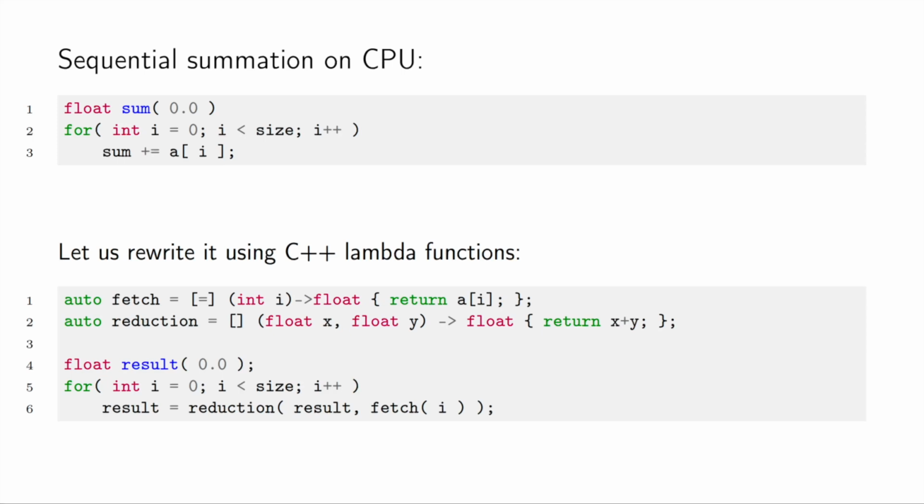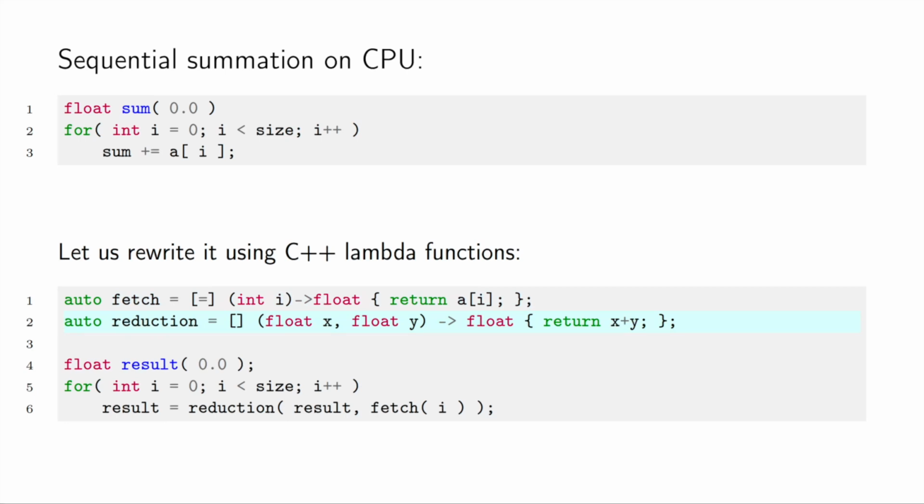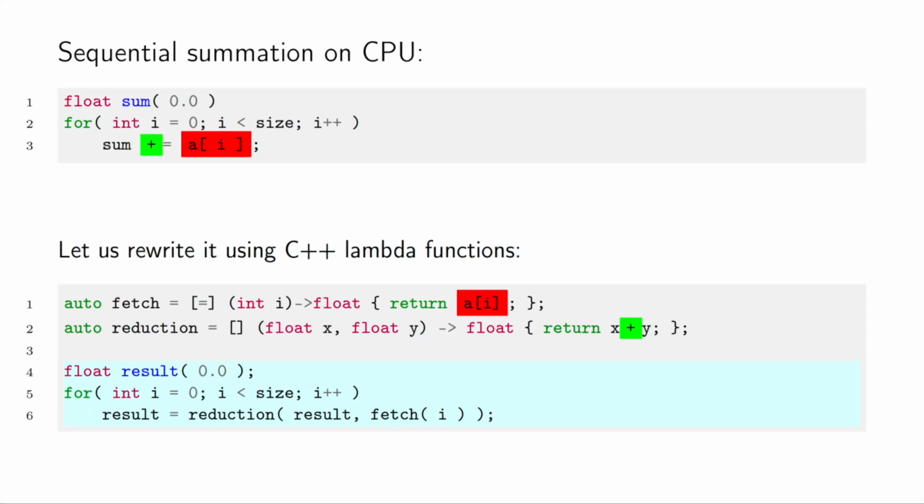We use two lambda functions here. The first one is fetch and is responsible for loading the data we want to reduce. This lambda function takes only one parameter, which is the index of the element it should read and return. The second lambda function is called reduction and performs the actual reduction of the data. It takes two numbers and returns their sum in our case, as we want to calculate the sum of all elements. The original for loop can now be rewritten simply by calling these two lambda functions.